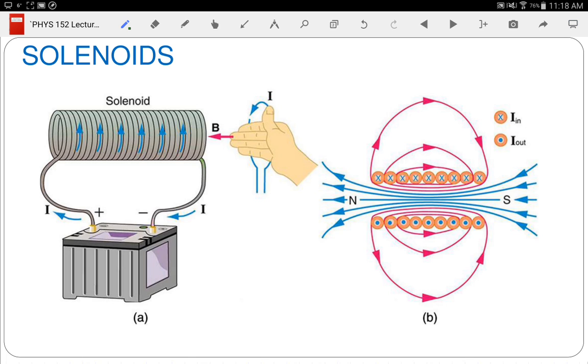It has some shifting to the side. You still have each wire making a magnetic field that adds up to be very strong in the middle, but weak on the outside.